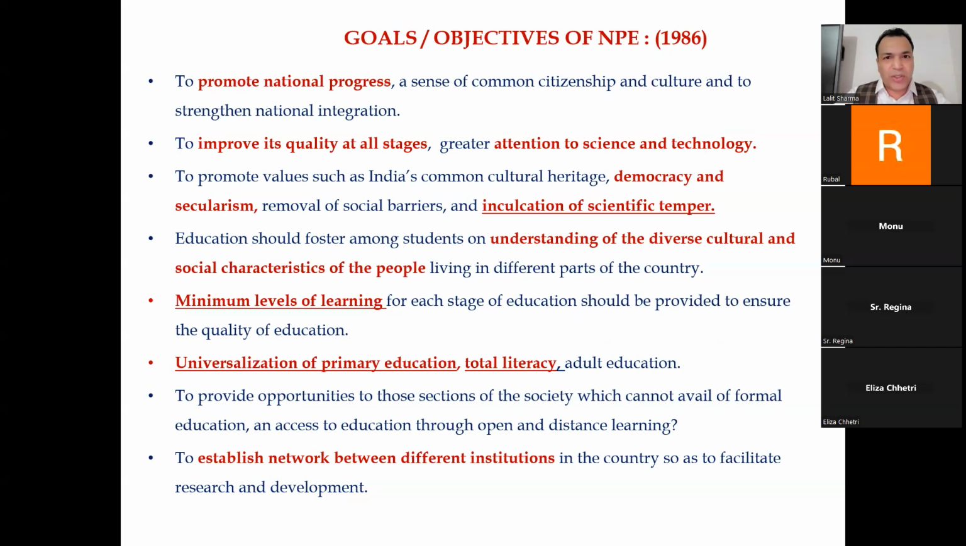Universalization of primary education. Yes, this is important. This point is very important. Universalization of primary education means that primary education should be universal, so every person gets it. Universalization means this policy catered to the whole world as well, right?